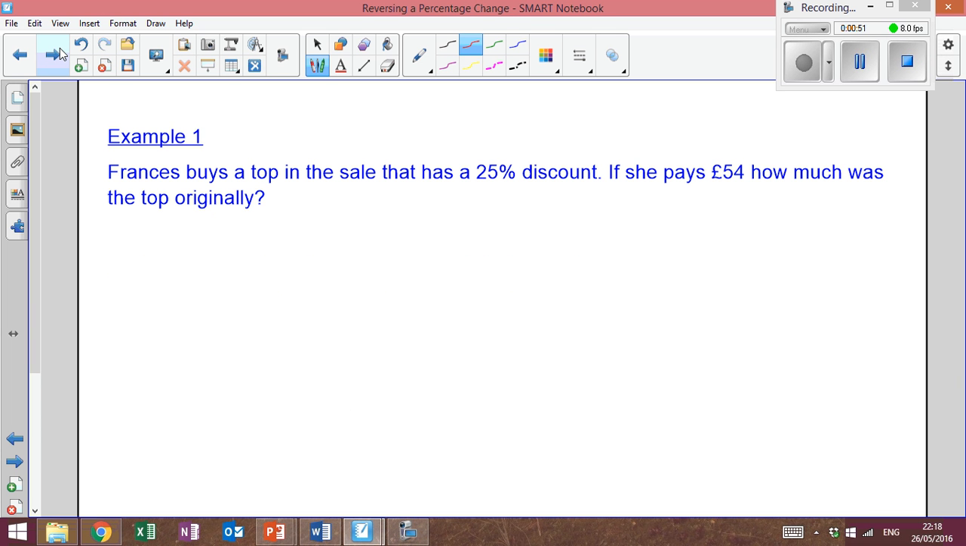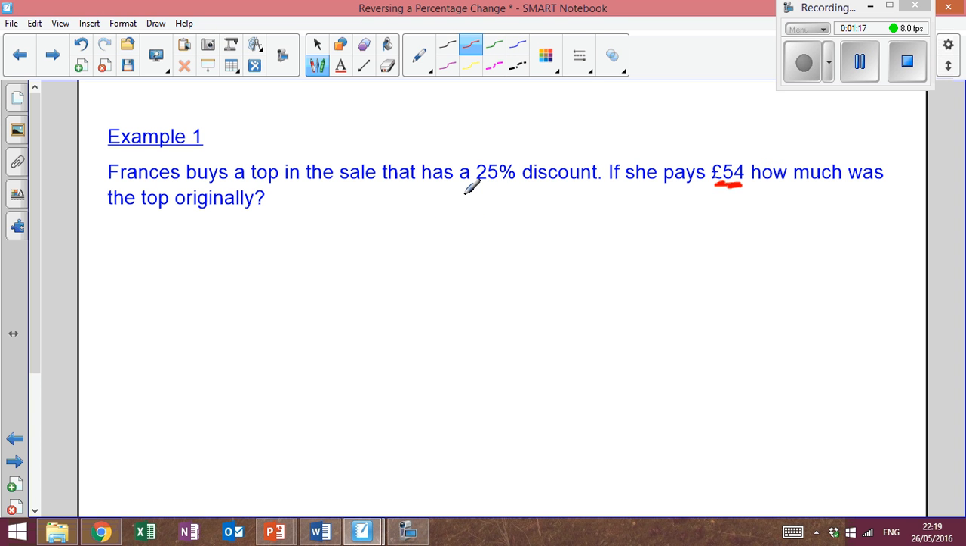So example one: Frances buys a top in the sale at a 25% discount. If she pays £54, how much was the top originally? First thing to notice here is that Frances buys a top in the sale that has a 25% discount. If she pays £54, how much was the top originally? So she's paying £54, which is the cost after 25% has been taken off.